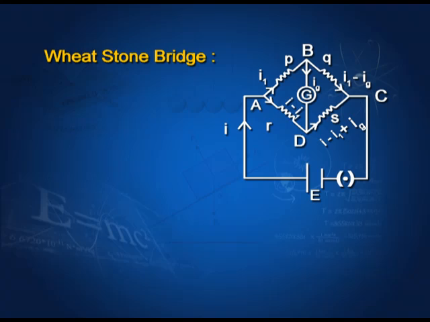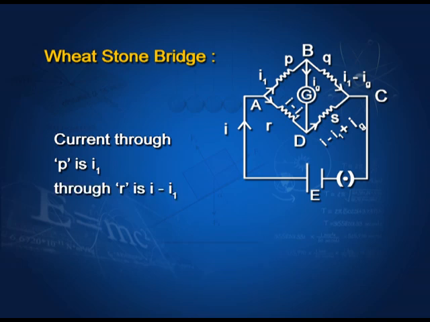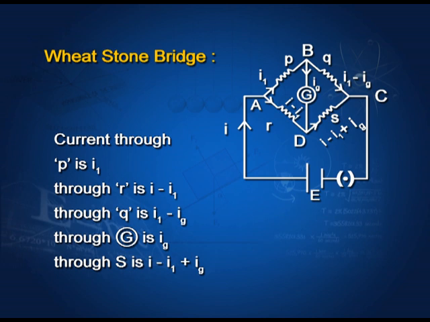If the current from the cell is I and the current through P is I1, then the current through resistance R is I minus I1. If point B is at high potential, then the current through the galvanometer is Ig, as shown in the diagram. Then the current through resistance Q is I1 minus Ig, and the current through resistance S is I minus I1 plus Ig. Let us study the proof.